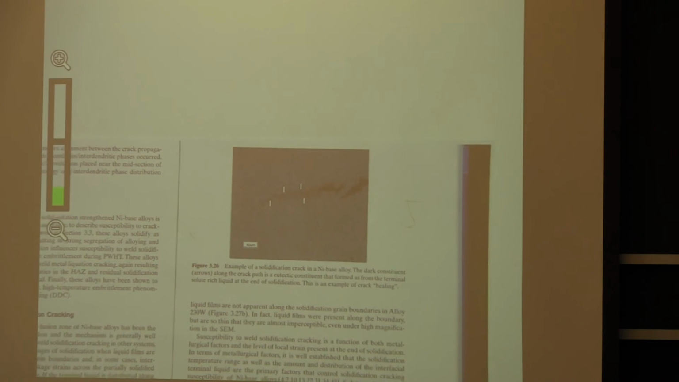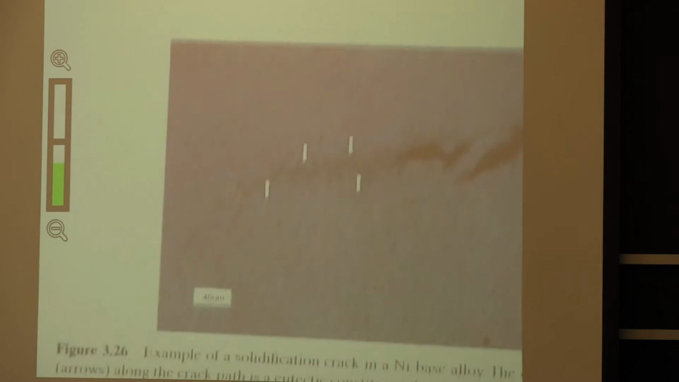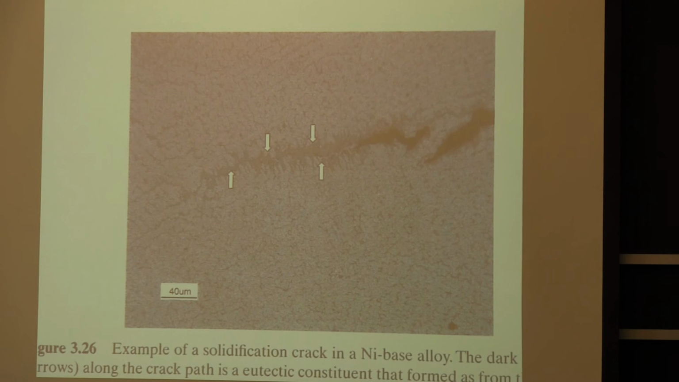I hope you can see this picture. This is a solidification crack in a nickel-based alloy. The really dark stuff here is where the crack still exists. The gray stuff here is where it pulled apart as it was solidifying, but there was enough liquid material left to fill up the crack. That's called crack healing in a solidification crack, this region right here, and then you're left with some actual cracks there at the end of the crack.